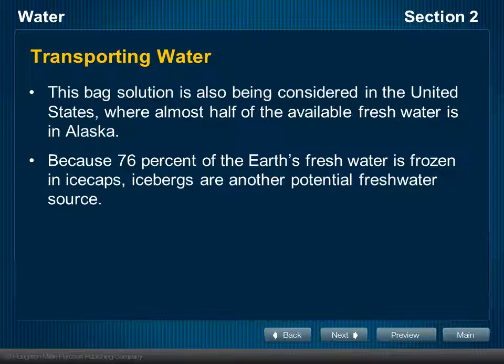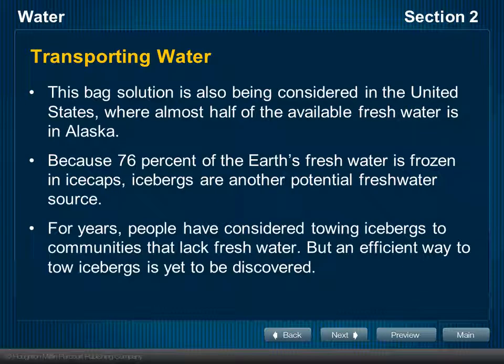We've also looked into frozen ice caps and icebergs. 76% of the Earth's fresh water is trapped in those. And can we tow icebergs to communities that lack fresh water? And we've talked about that, but it's not done because it's not efficient. An efficient way to tow icebergs and tow them to climates where they're melting as you bring them, it makes for a great conversation. Could we make this work? But it's nothing we've been able to make happen yet.